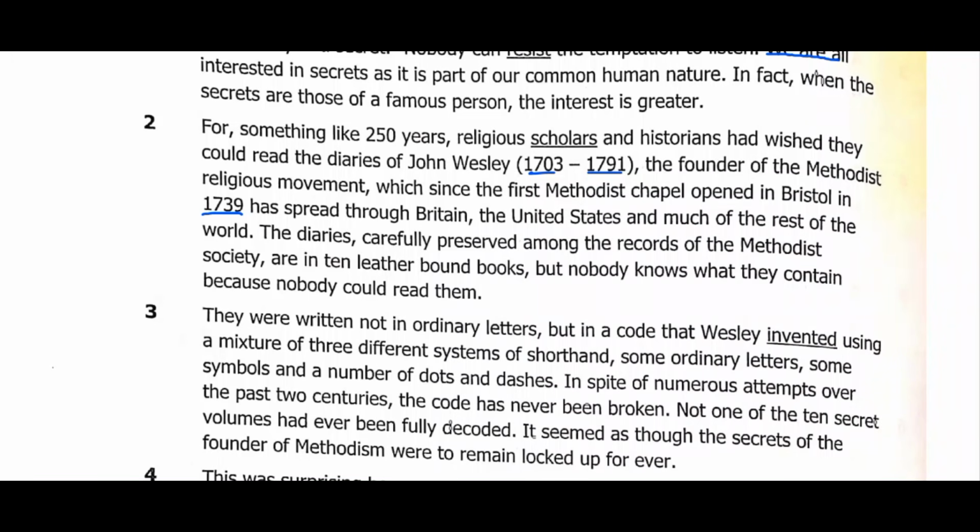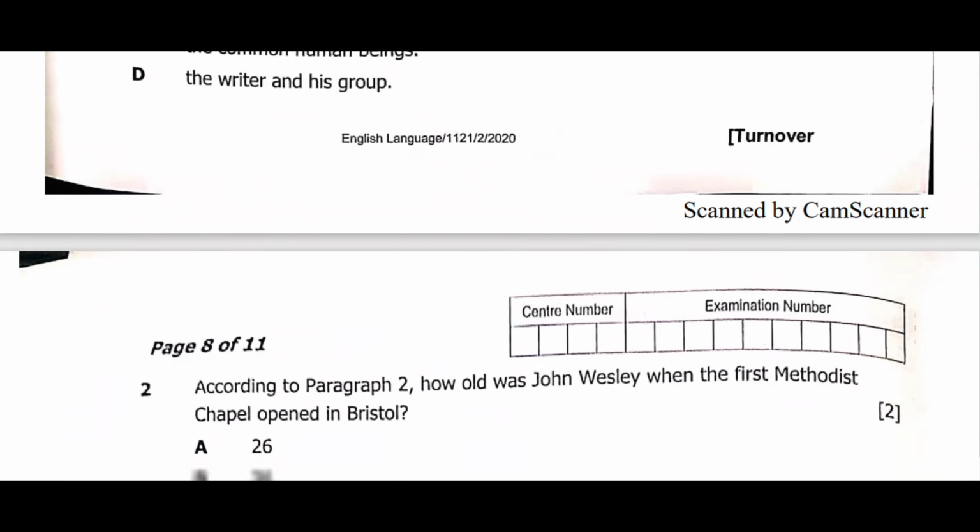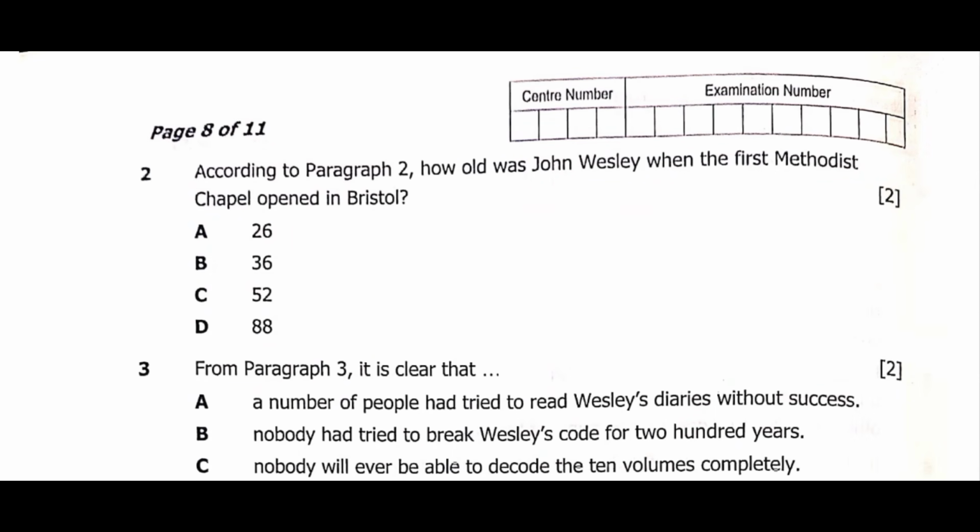So let's do calculations. 1739 subtract 1703, since this is when he was born. So 9 minus 3 is 6. 3 minus 0 is 3. 17 minus 17 is 0. So here this man was 36 years of age. So let's look at the multiple choices. Okay, so we can see that we have our answer B.